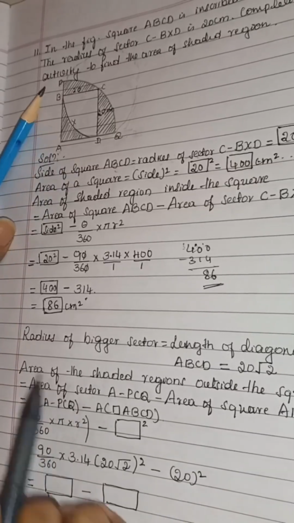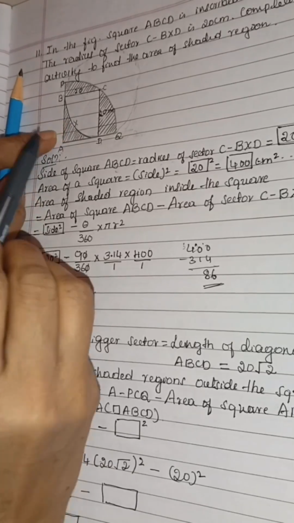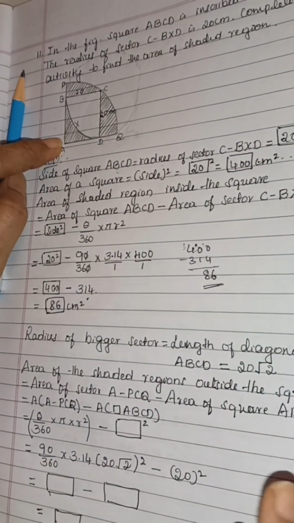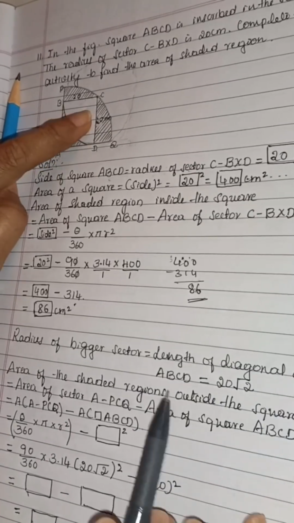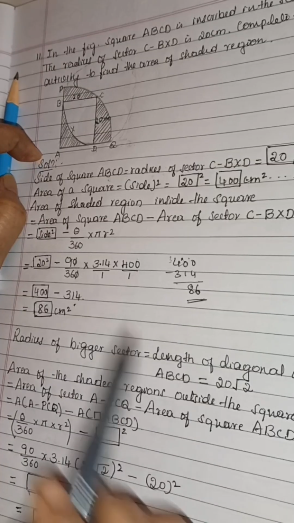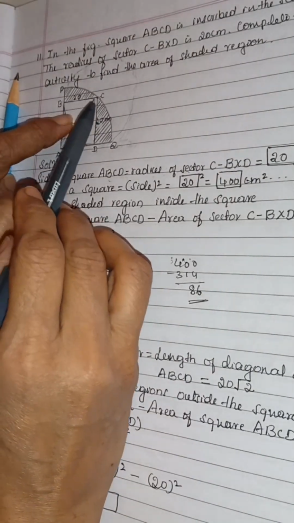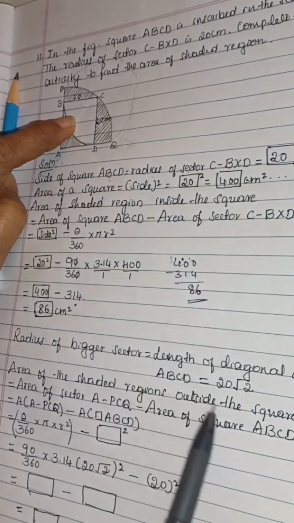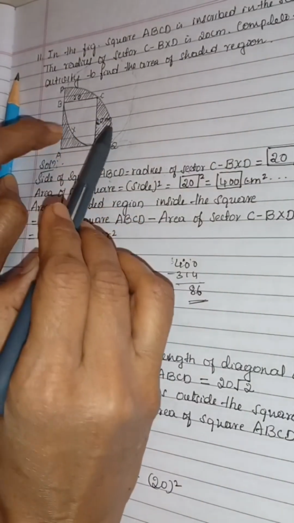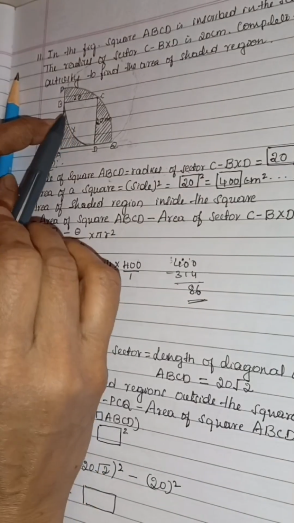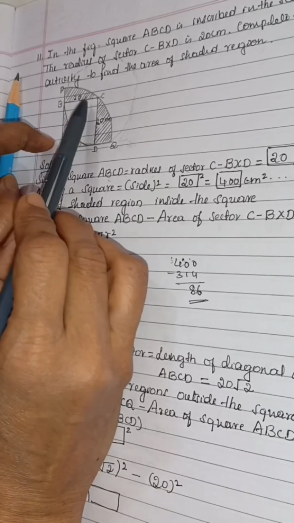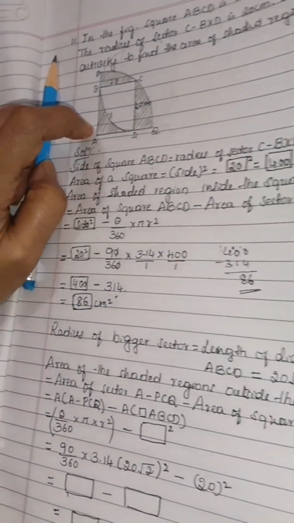Now the radius of the bigger sector. Which is the bigger sector here? Sector APCQ is the bigger sector. The radius of the bigger sector is the length of the diagonal of square ABCD, that is 20 root 2, which is given. Area of the shaded region outside the square is the area of sector APCQ minus the area of square ABCD.